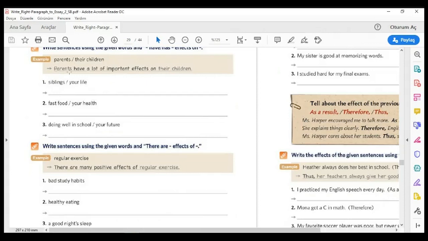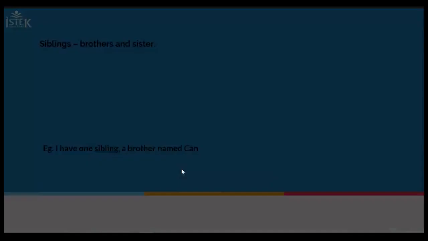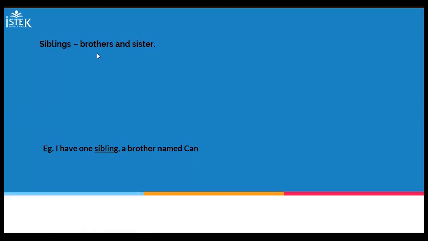If you don't know the meaning of this word, sibling, it basically means it's one word for brothers and sisters. And I have one sibling, a brother named John.